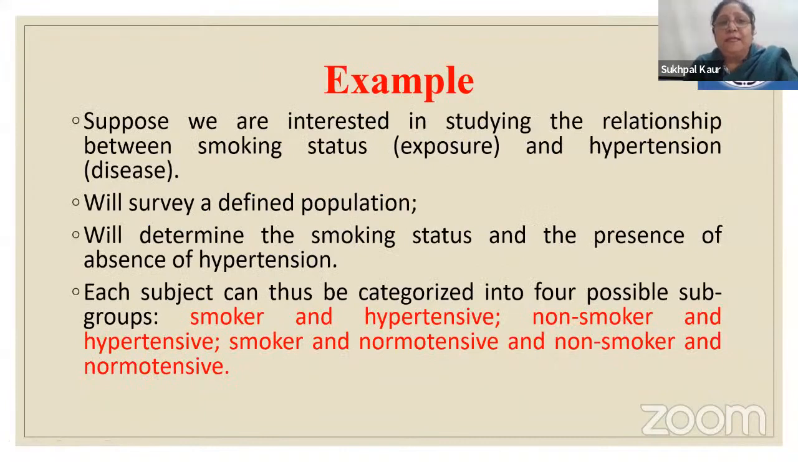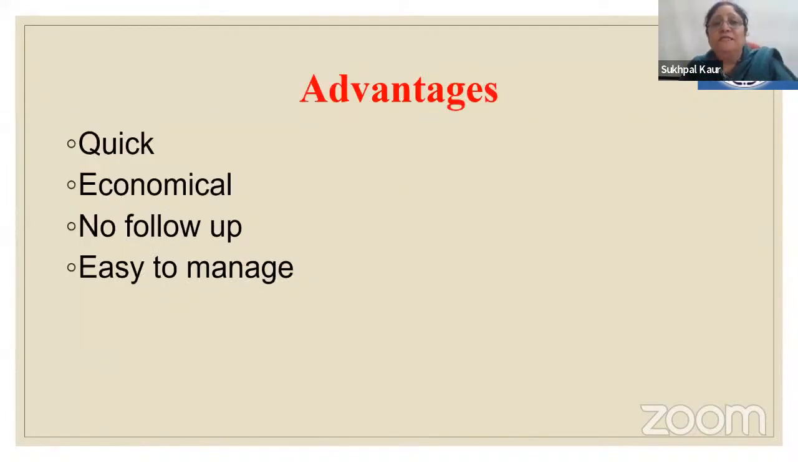Just to give you an example, suppose we are interested in carrying out a study to know the relationship of smoking status, which is the exposure, and hypertension, which is the disease. We will survey a defined population and try to determine the smoking status and the presence or absence of hypertension. Each subject can thus be categorized into 4 possible groups: smoker hypertensive, non-smoker hypertensive, smoker normotensive, and non-smoker normotensive, the 4 categories which I discussed in my previous slide.